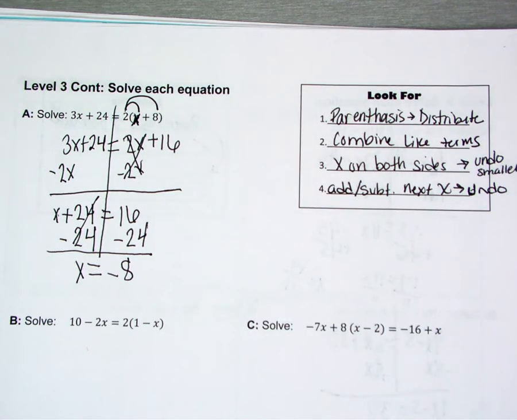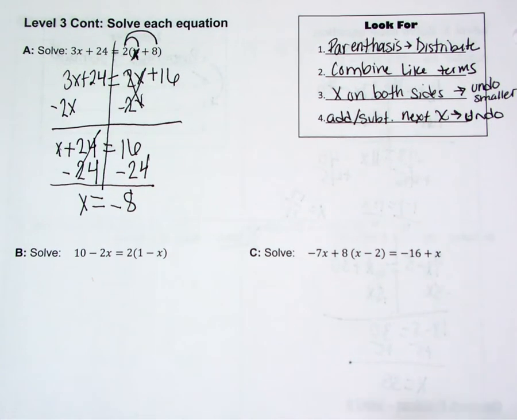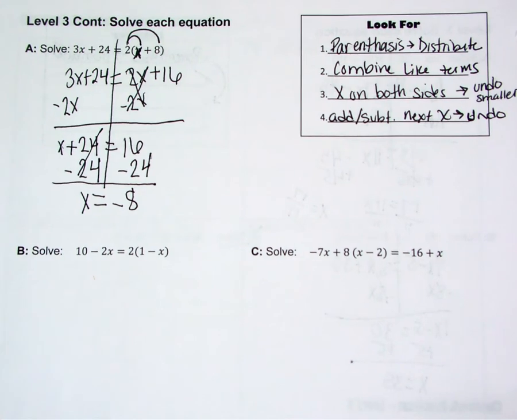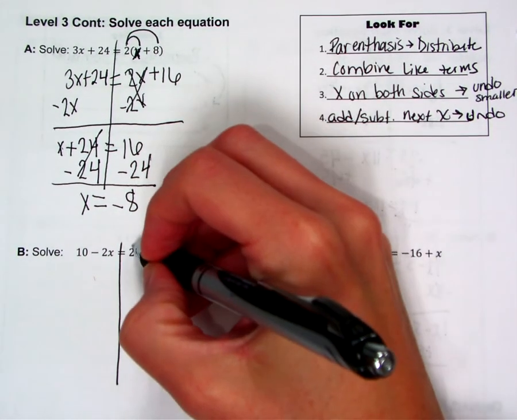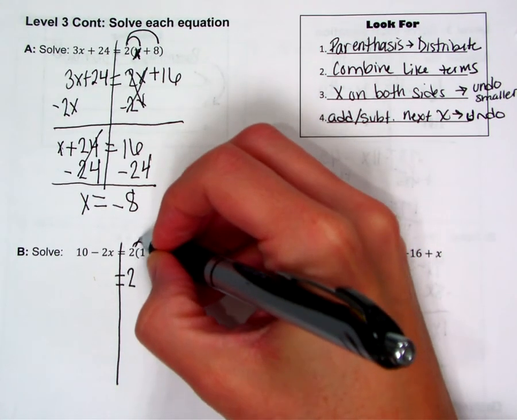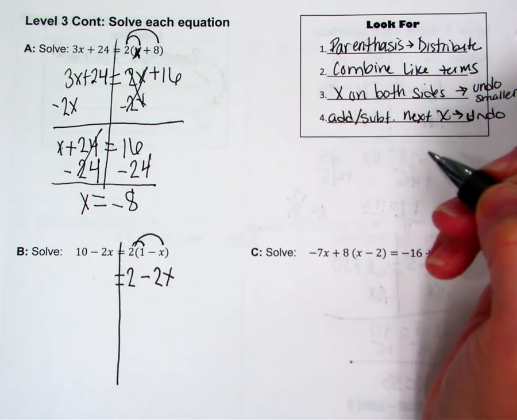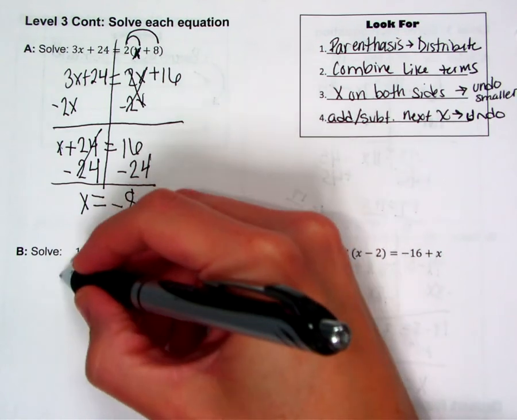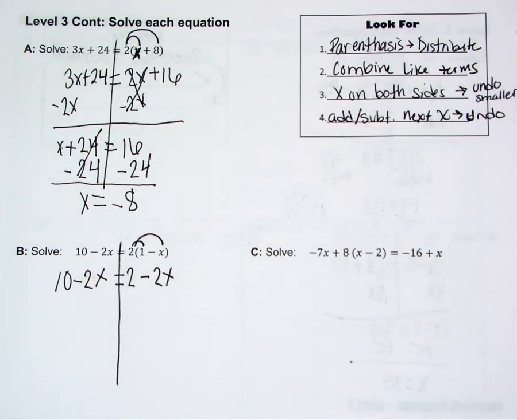Okay, that's what we did yesterday. So don't think, oh, we're doing the same thing. Nope. If we go down to the next one, it looks suspiciously like the problem that we just did. So let's start it the same way, but it's going to take a twist right in the middle of the problem. So 2 times 1, 2. 2 times x, 2x. And over here I still have my 10 and my 2x.